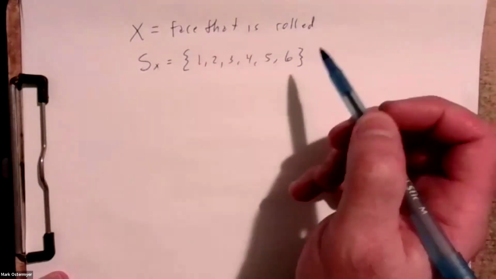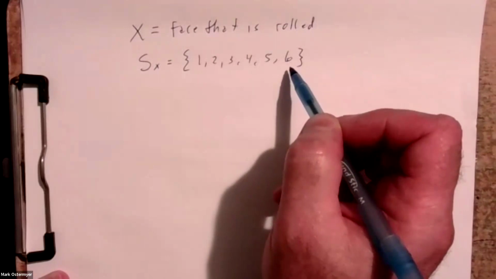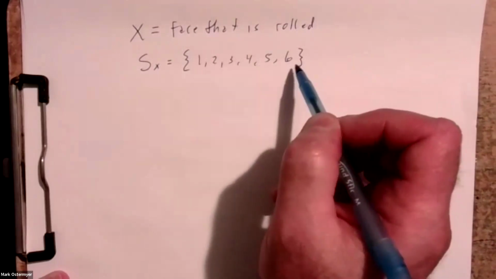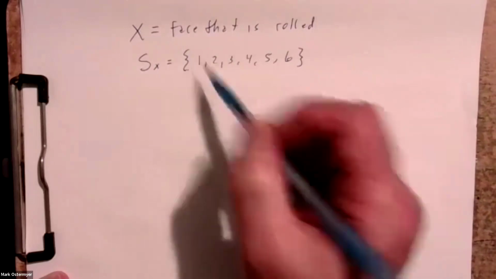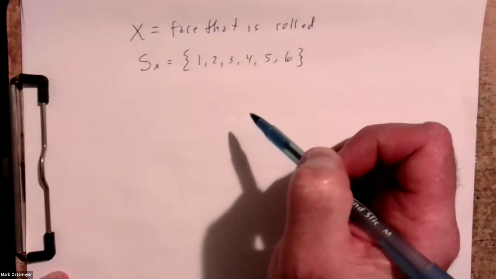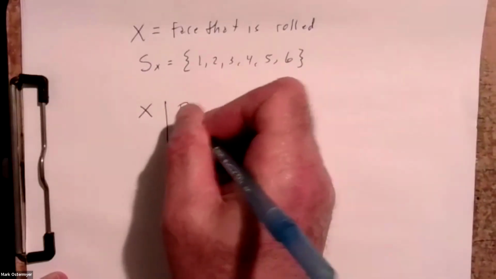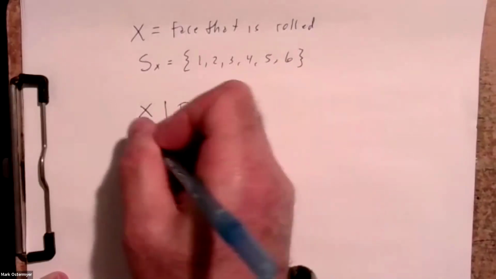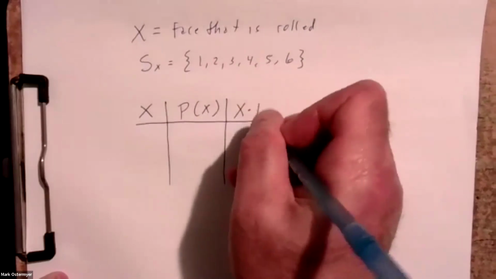Now, if we were to roll this die many, many times and keep track of the face that occurred each time and then add all those results together and divide by the number of times we rolled our die, what average value or average face would we expect over the long haul of rolling this die game here? Well, let's find out. Let's make a table here. X, probability of X. And in the last column, we'll actually multiply X times P of X.